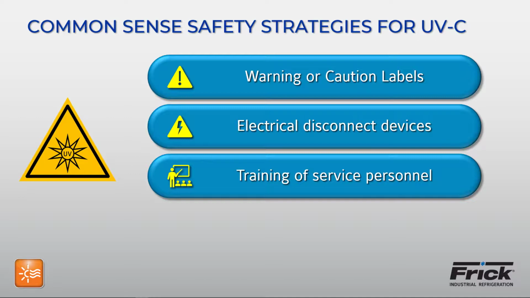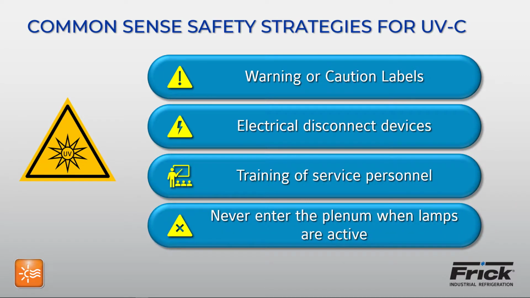Now, one possibility is to install a viewport, as it will block the UVC bandwidth. Ensure that the viewport is constructed from UL-classified fire-resistant wired glass and is sized and located to allow an operating UV system to be viewed from outside of the refrigeration equipment. Include proper safety signage to form a complete viewport signage assembly. And make it a policy to never enter the plenum when UVC lights are active.